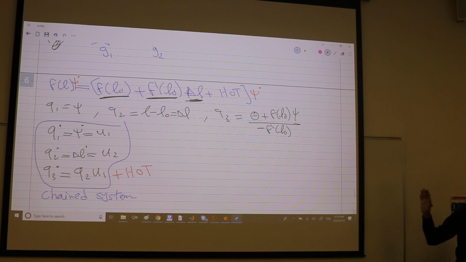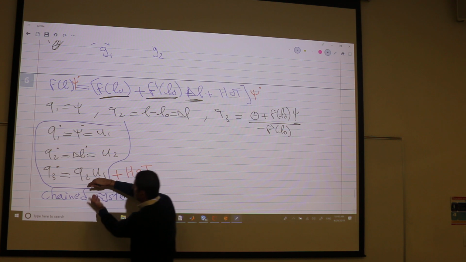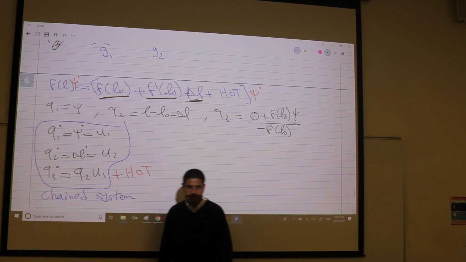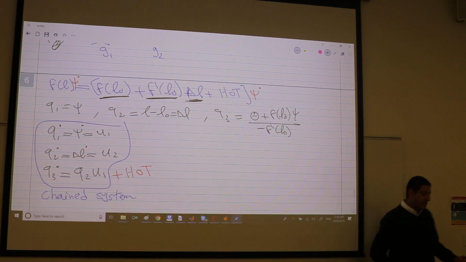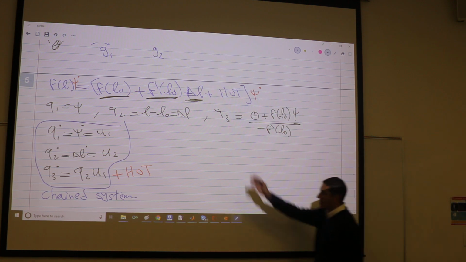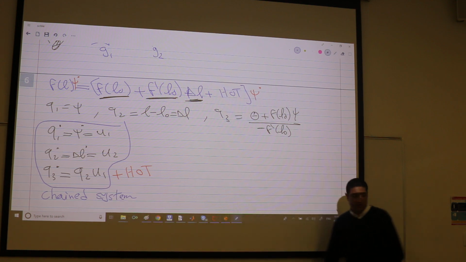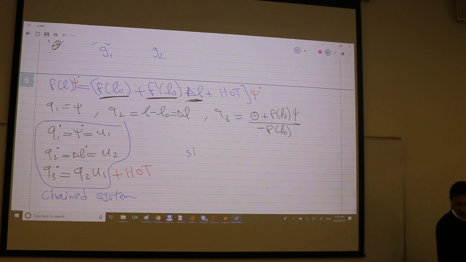I will justify the neglect of the higher order terms in a minute, but do you agree that this thing is a chain system? u1, u2, and the previous q2 times u1, right? So I can easily do my motion planning. q1 and q2 are directly controlled. q3 is just coming from the Lie bracket between q1 and q2. So if you want to steer q3, that's easy.